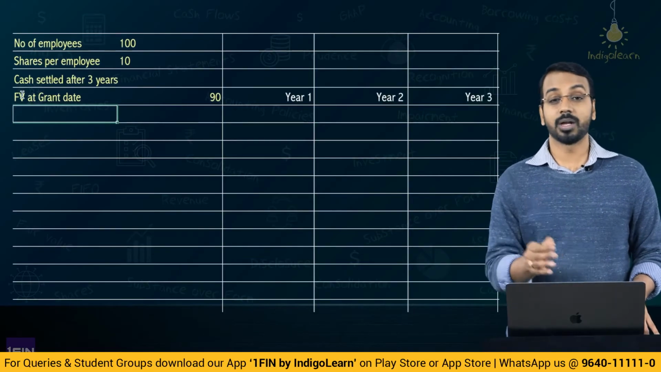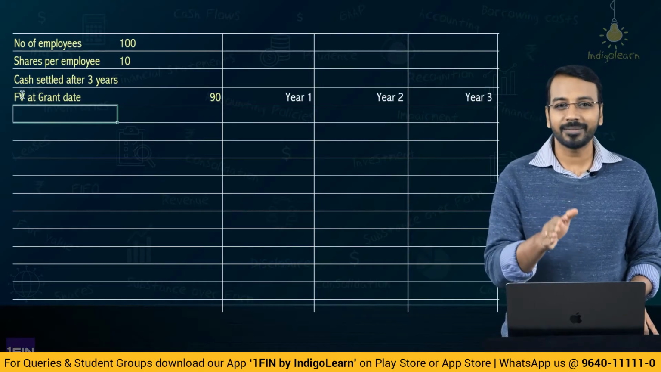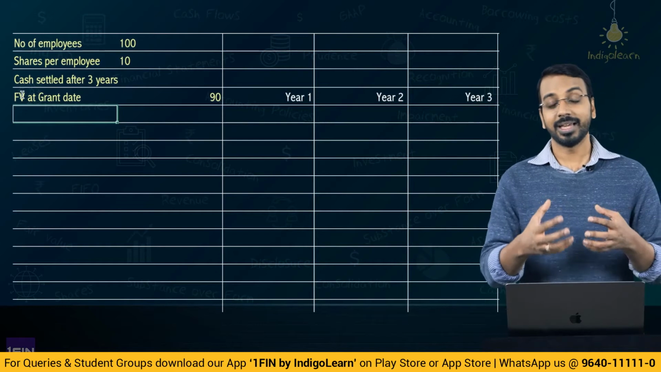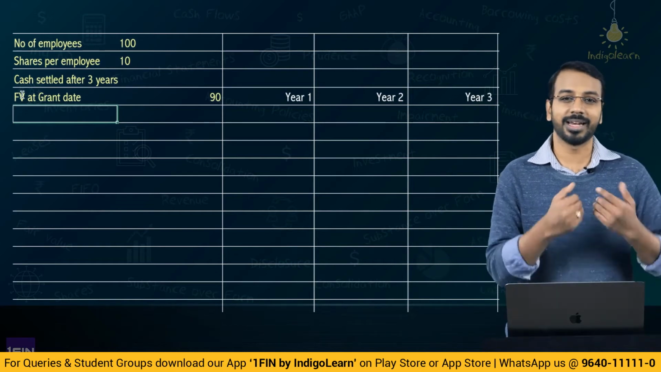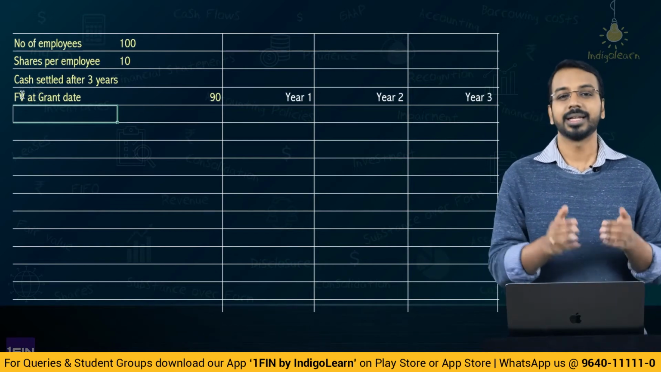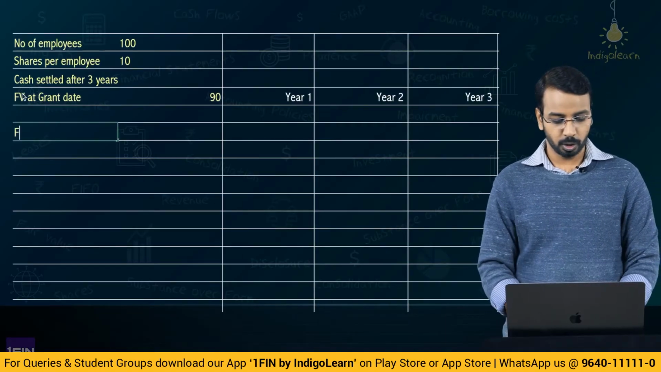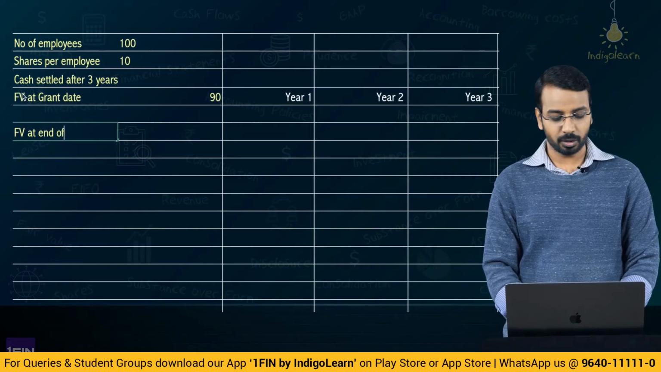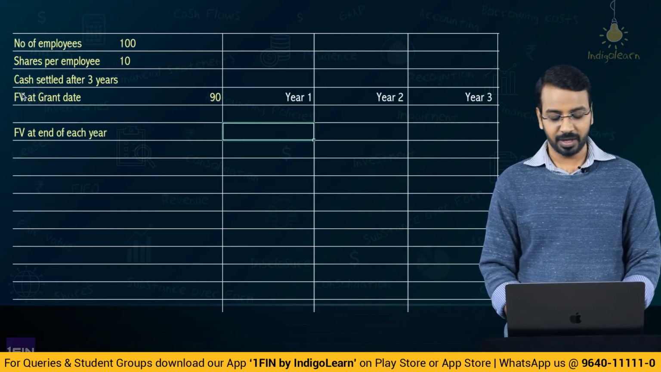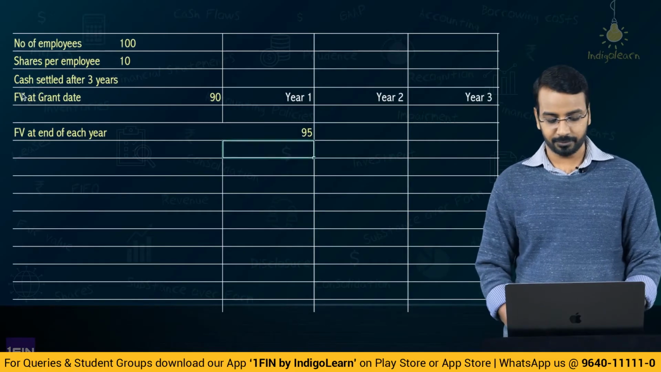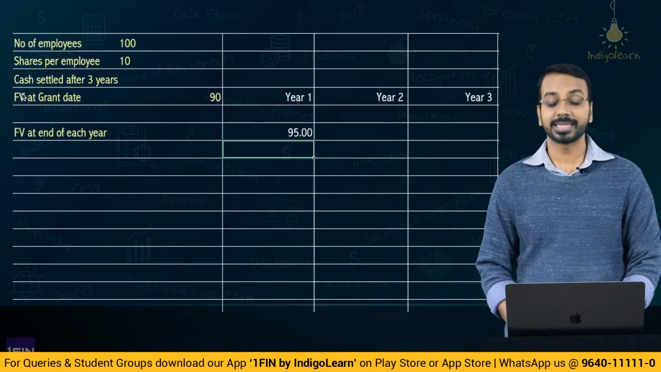For expense of year 1, we have to see what is the fair value of share at the end of year 1, because assume you have to settle the transaction at the end of year 1, how much would you have paid? That is determined by the fair value at the end of year 1. So you have to know what is the fair value at end of each year. Say the fair value at the end of year 1 is 95.